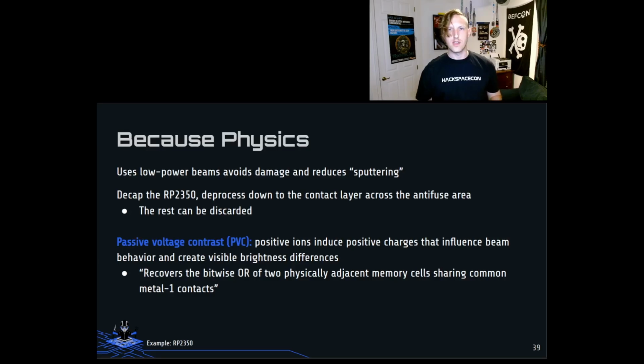And just like we exposed the underside of the die when we did the laser fault injection, in this case, we're going to decap or delayer the layers down to the contact layer across the antifuse area. The rest of the microcontroller can be discarded. It doesn't need to be a functional chip. We just need to get down to the layer of the antifuse array, and then can use passive voltage contrast, or PVC. And I am not enough of a physicist to explain this in great detail, but the outcome is that we're able to recover the bitwise OR of two physically adjacent memory cells that share a common metal 1 contact.